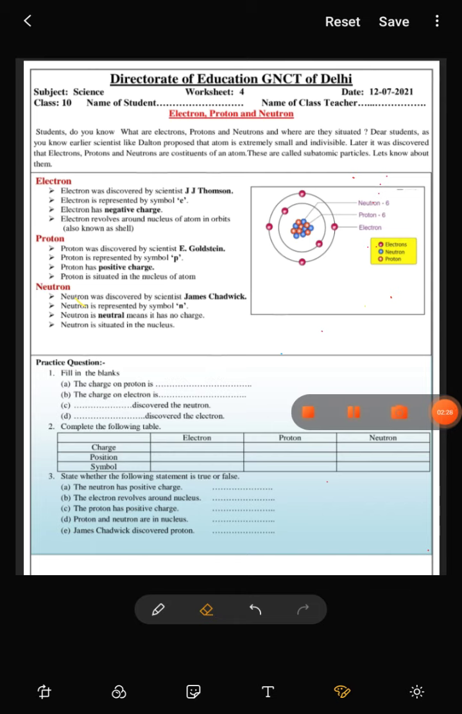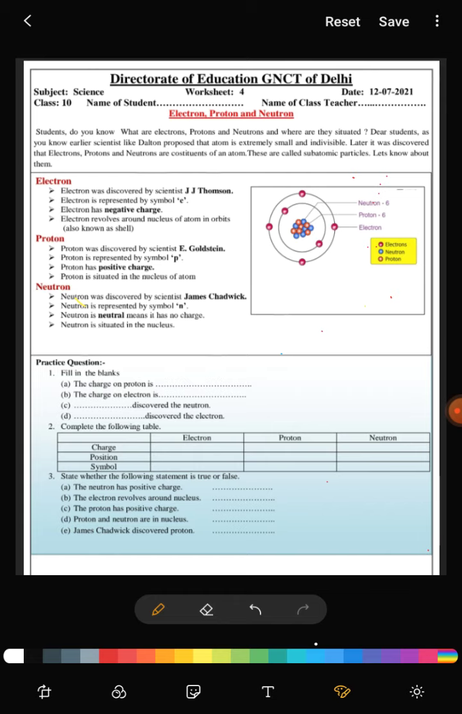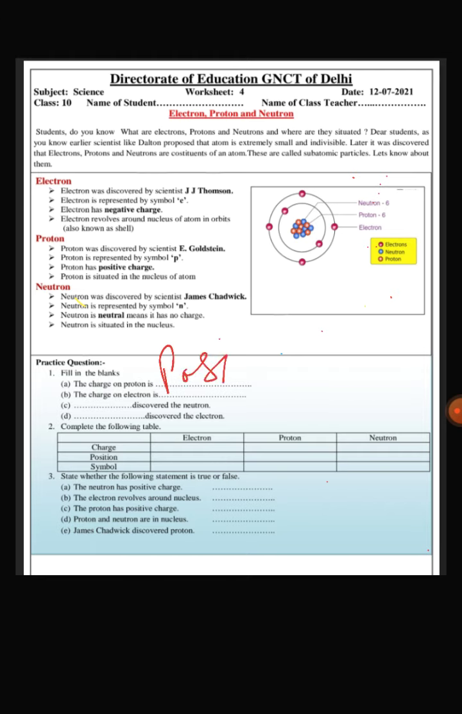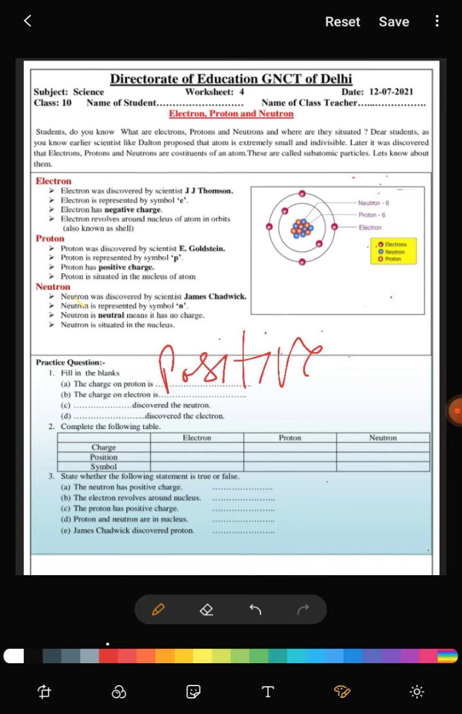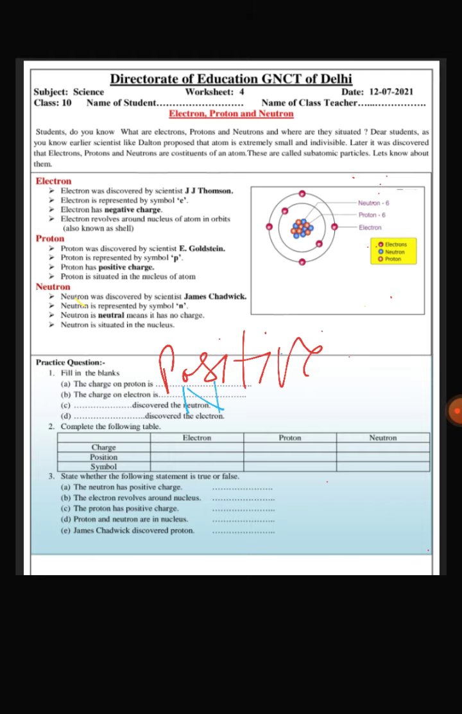with the questions of this worksheet. Question number 1 is fill in the blanks. Here the first question is: the charge on a proton is, so that is positive, right? Now the second question is: the charge on an electron is, you should write here negative.